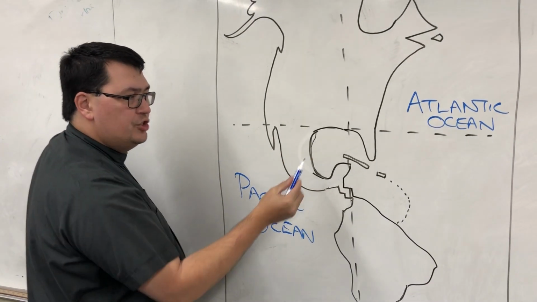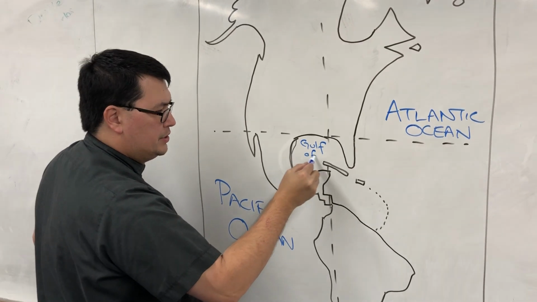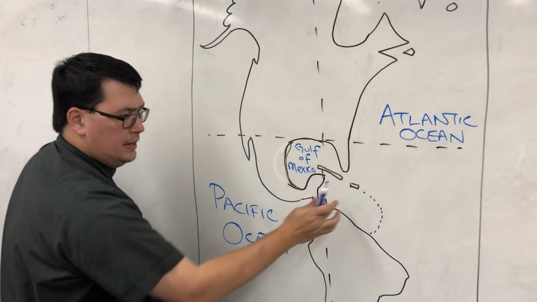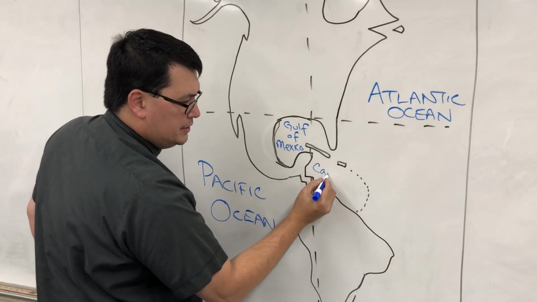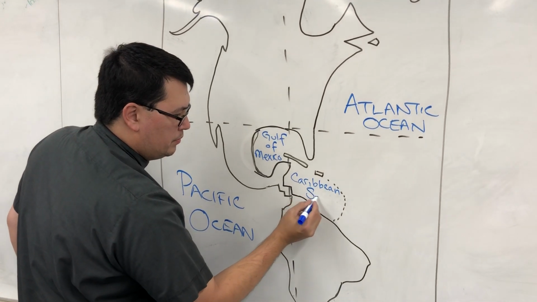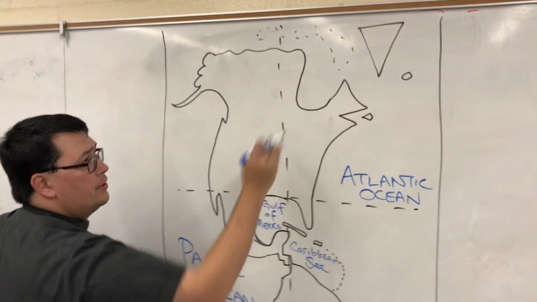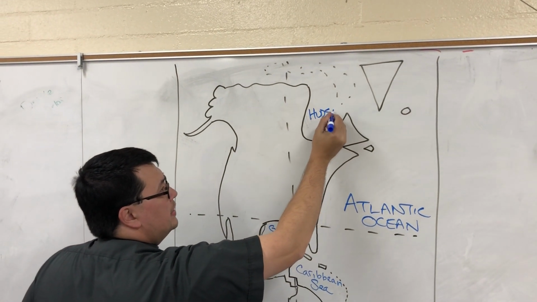Like I said at the beginning, G is for Gulf of Mexico. And then here between the islands and the mainland is the Caribbean Sea. Our last major body of water is up here in the north. Here in Canada we have Hudson Bay.